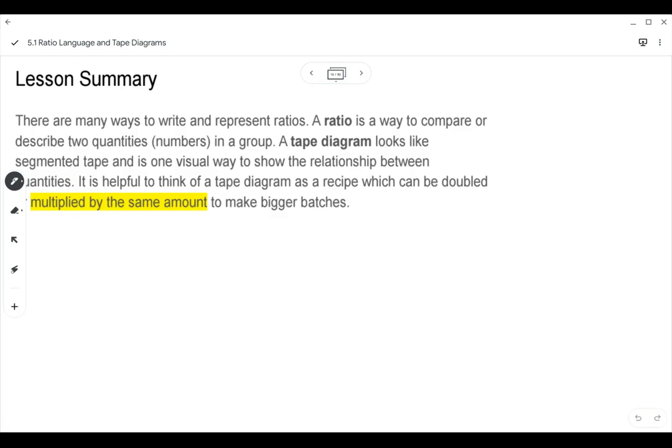So here's a summary of the things that we learned today. There are many ways to write and represent ratios. A ratio is a way to compare or describe 2 quantities or numbers in a group. A tape diagram looks like segmented tape and is one visual way to show the relationship between quantities. It's helpful to think of a tape diagram as a recipe that can be doubled or multiplied by the same amount in order to make bigger batches.